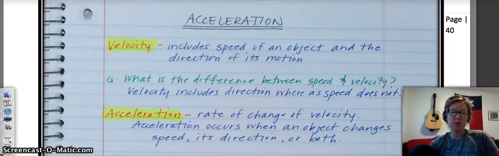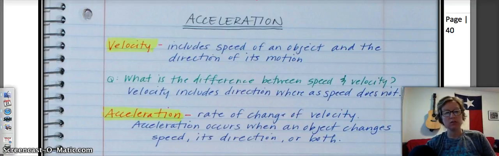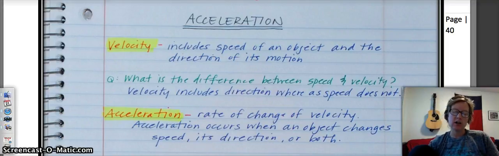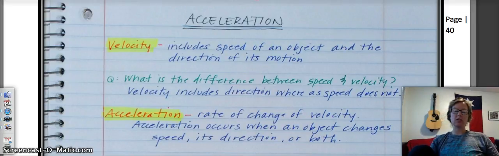All right, continuing our motion and forces unit, we're going to talk about acceleration today. There's two key terms that you'll need to know, velocity and acceleration. Velocity includes the speed of an object and the direction of its motion. And acceleration is the rate of change of velocity. Acceleration occurs when an object changes speed, direction, or possibly both.